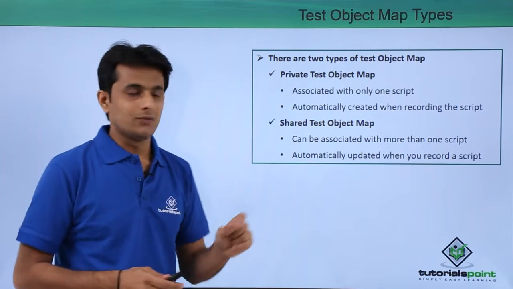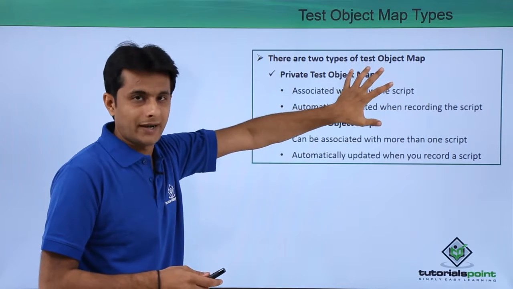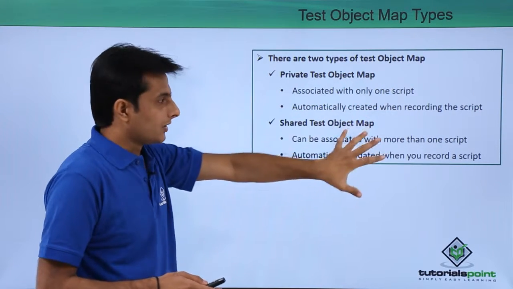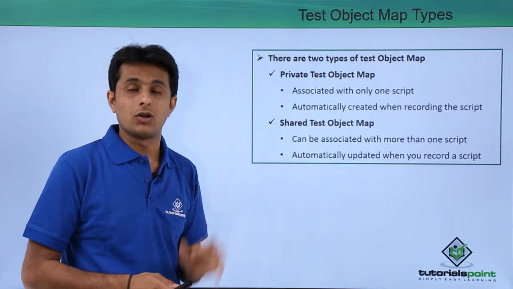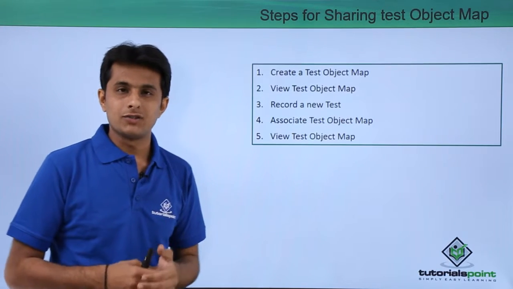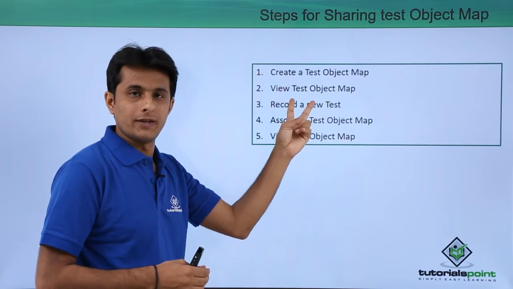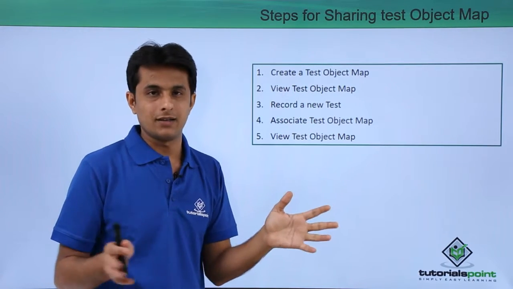Now, we are specifically working on this shared test object map because we have already seen the private one by default when we are recording a script. Now, what are the steps we'll be following in order to work with this shared object map? The process is very simple. First of all, we'll create a new test object map, and then I'll open it and show you the elements which are present there in the object map.